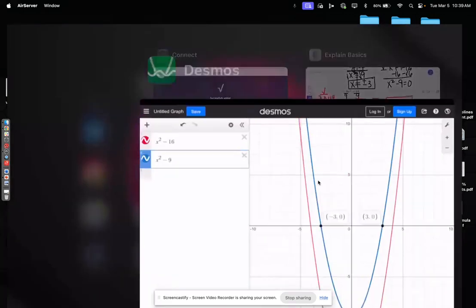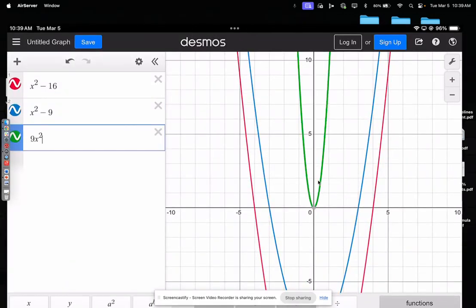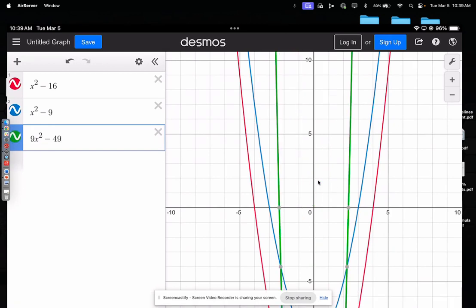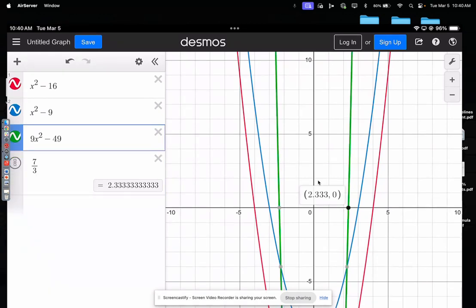So let's check that. We're going to graph 9x squared minus 49, and you can see it's the green one. It is a decimal, and we had 7 over 3 as our answer. And look, 2.33. So it matches. So we did it correctly.